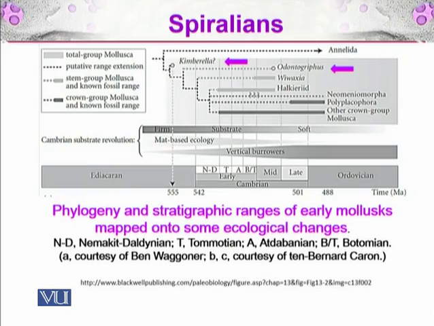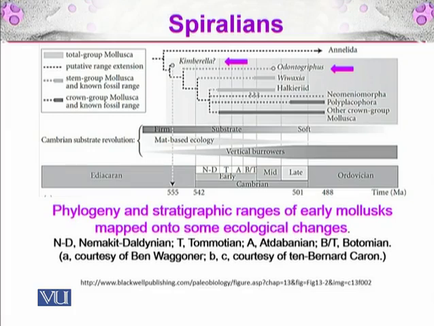And here you can see the phylogeny and stratigraphic ranges of early mollusks mapped onto some ecological changes. The first upper arrow shows the Cambrella in the cladogram, and on the right side another arrow shows the Odontogriphus. Both of these organisms evolved during the Cambrian, the Cambrella in the early Cambrian and the Odontogriphus in the late Cambrian, and both are very much related to the ancestors present at that time. These mollusks were soft-bodied organisms that hadn't evolved into shelled organisms. That's why they don't have any particular fossil record.